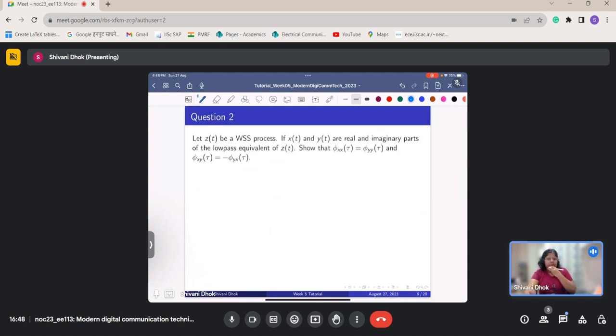Okay, so let's start with the second question. What it says is, let Z(t) be a WSS process. If x(t) and y(t) are the real and imaginary parts of the low pass equivalent of z(t), then show that phi xx of tau is equal to phi yy of tau, and phi xy of tau is minus phi yx of tau. This was derived in class, but still I would like to redo it because the derivation is a bit complex and involves a lot of calculations, so I'll just do it once so that it is understood.